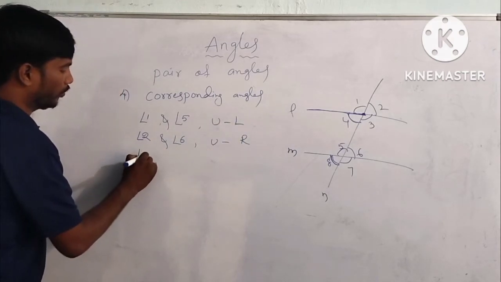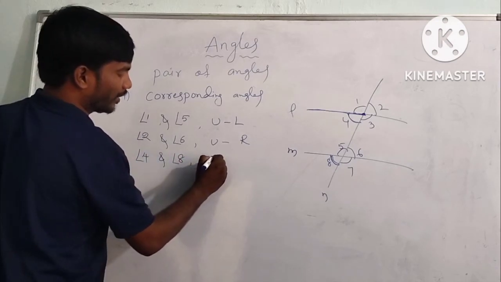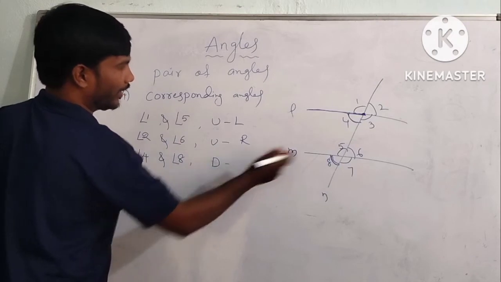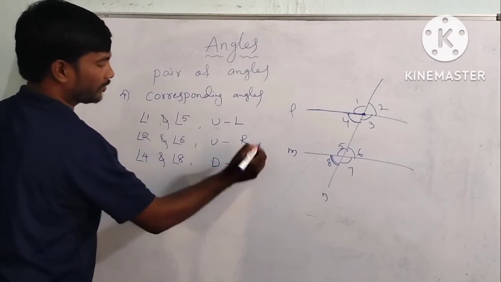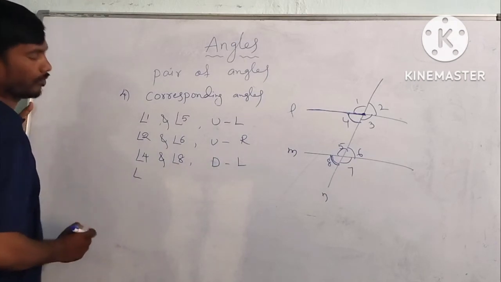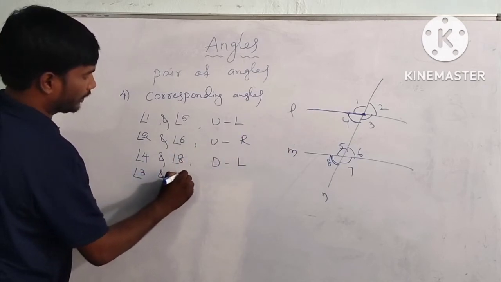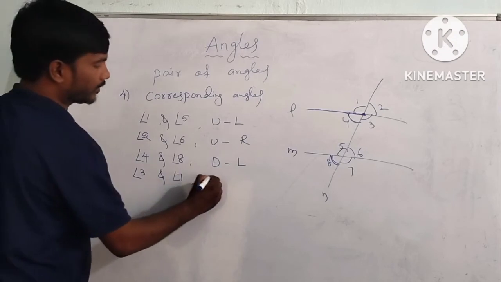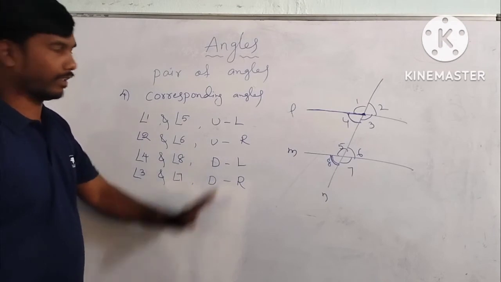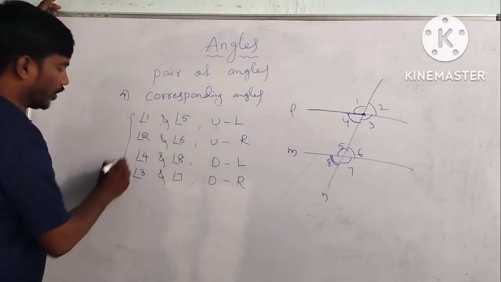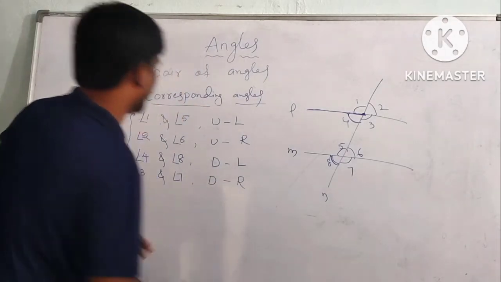Next, 4 and 8. Are they upside? No. Downside. And 4 and 8, right side or left side? Left side. Next, 3 and 7. Are they upside or downside? Downside. So left or right? Right. UL, UR, DL, DR. So these 4 are corresponding pairs of angles.